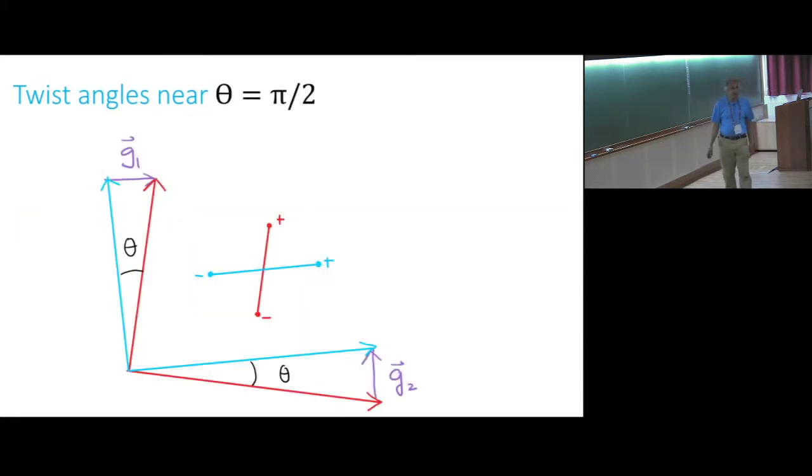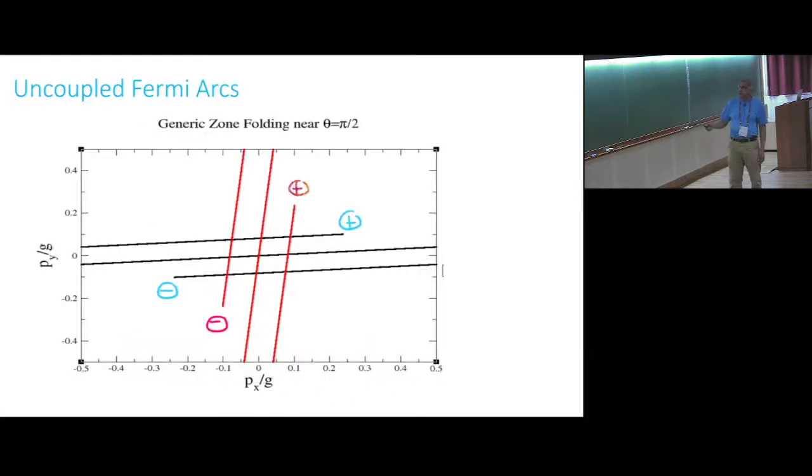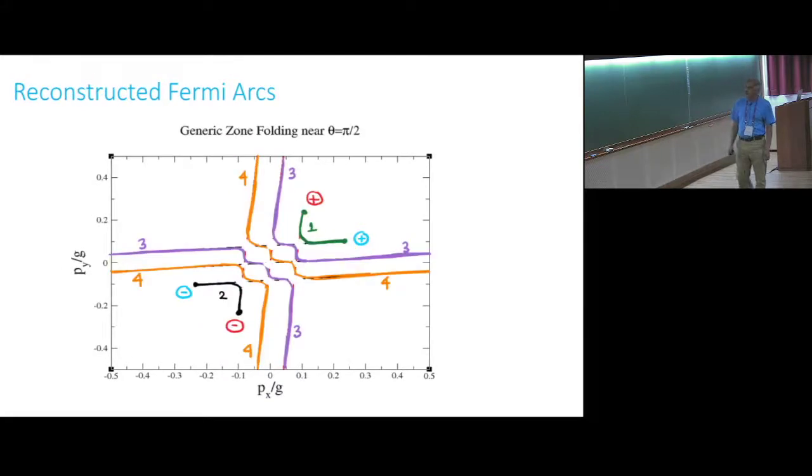Now let's think about twist angles near pi by 2. And this is where things get interesting. So let me give you a generic scenario here. Okay, so some small twist angle near pi by 2. This is the unreconstructed Fermi arcs. And these are the reconstructed Fermi arcs. Okay, so now you see something different has happened.